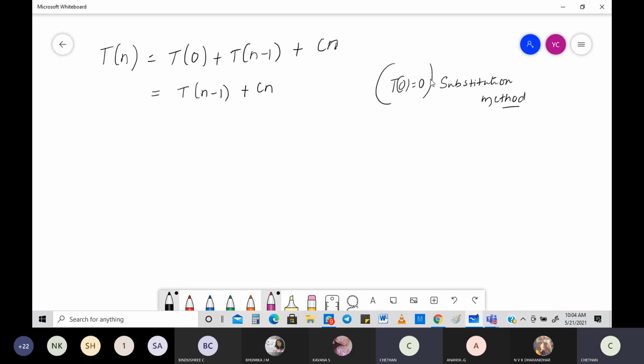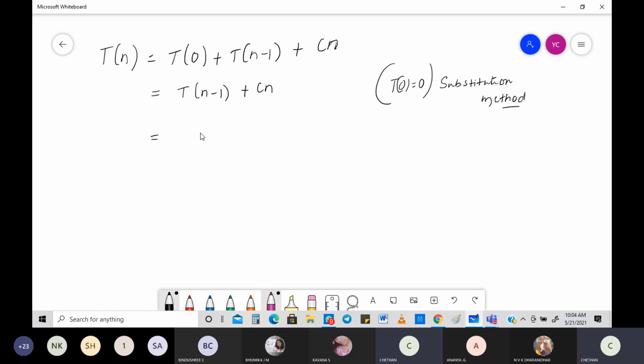Okay, what's the next thing? Next thing is, this is for the T of n. What will happen to the next term? For the next subsequent terms, what is going to happen? If you got T of n minus 1 plus Cn, for the next term, what is going to happen?